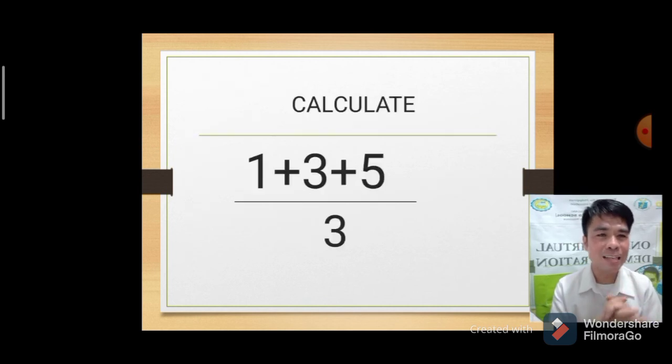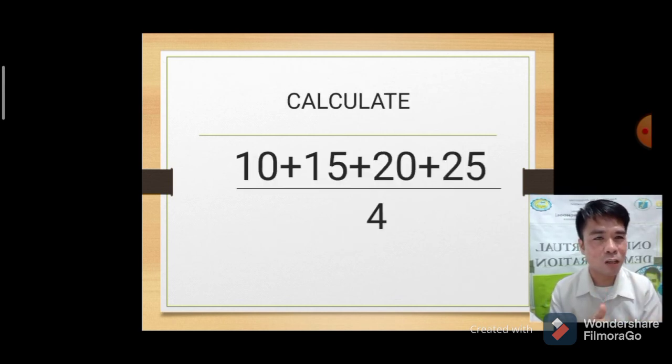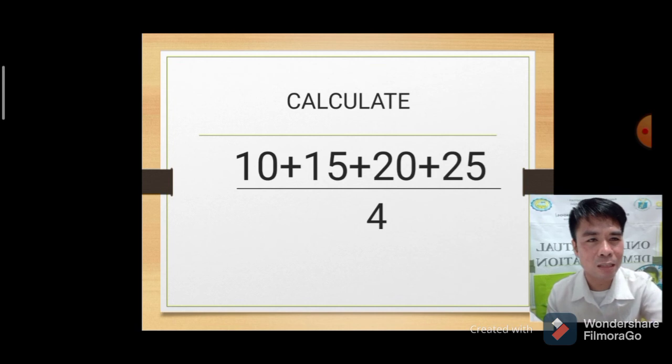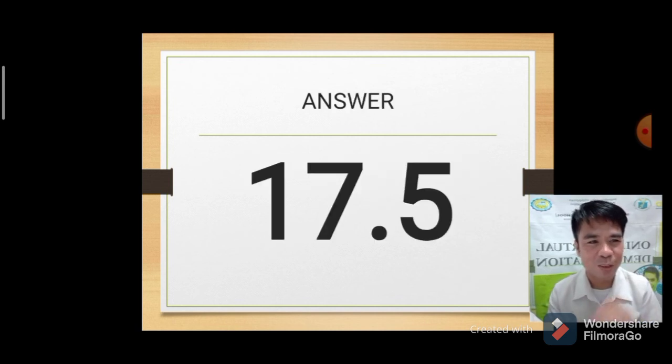Okay, so number 1: 1 plus 3 plus 5 divided by 3. Press enter, because our answer is 3. That's right. Let's have another calculation: 10 plus 15 plus 20 plus 25 divided by 4. The answer is, let's reveal, 17.5. If you were able to get the answer, that is very good.